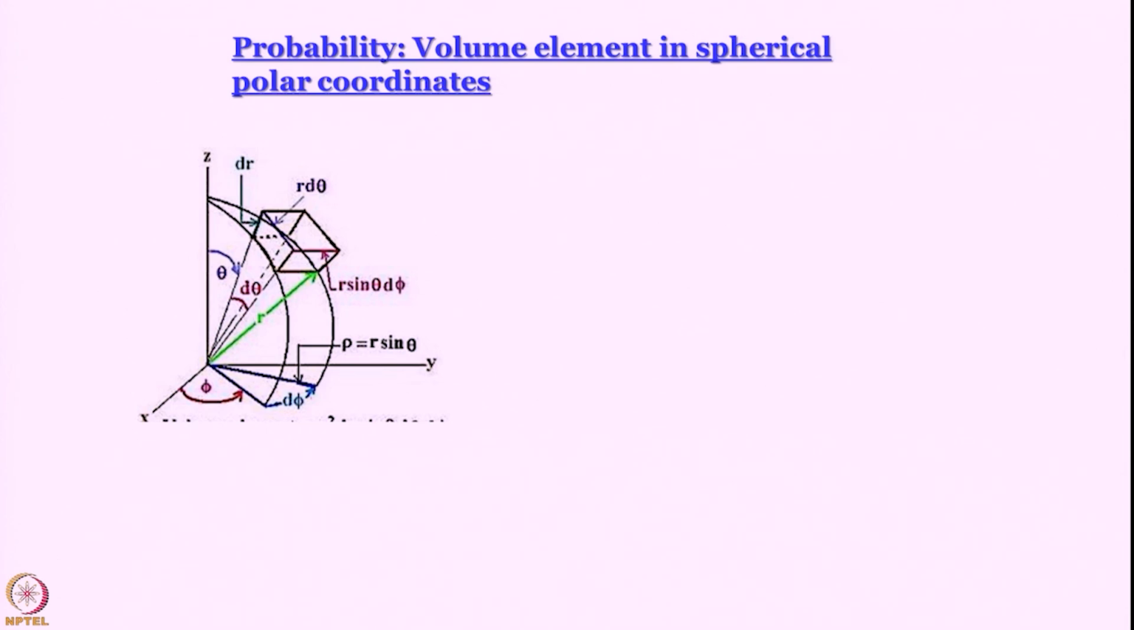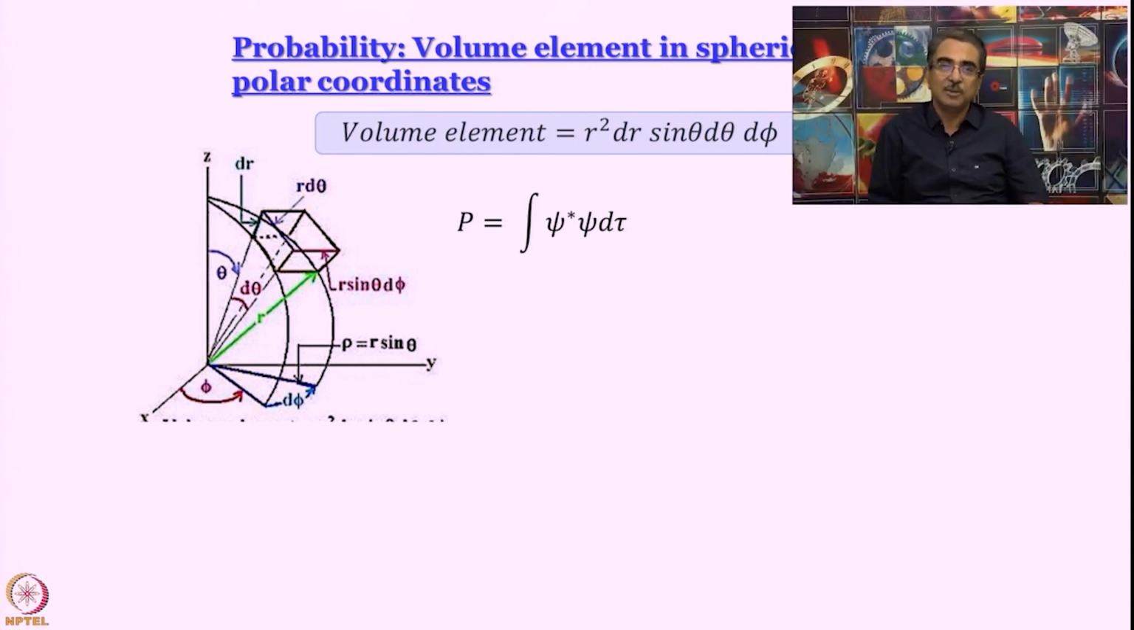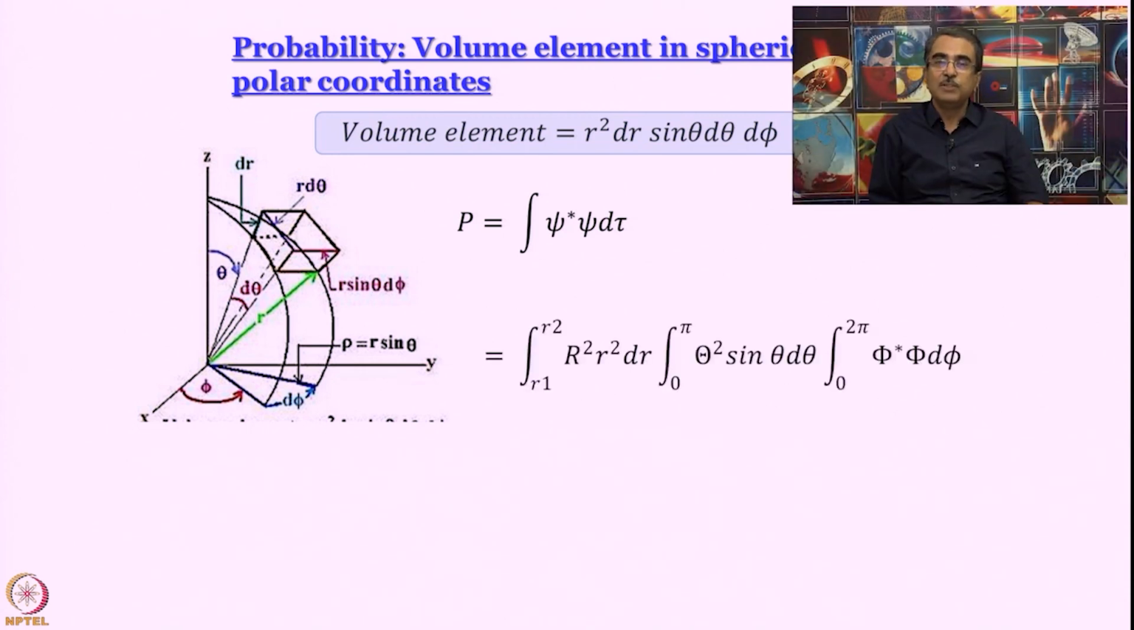Probability density is defined at a point. You cannot talk about the probability of a point, you have to define a volume element about that point, and you can talk about probability in that small volume element. The volume element, as we had established earlier, is r squared dr sin theta d theta d phi. So, if you want probability, you need to integrate psi star psi with respect to this d tau. So, this is what it is going to be.